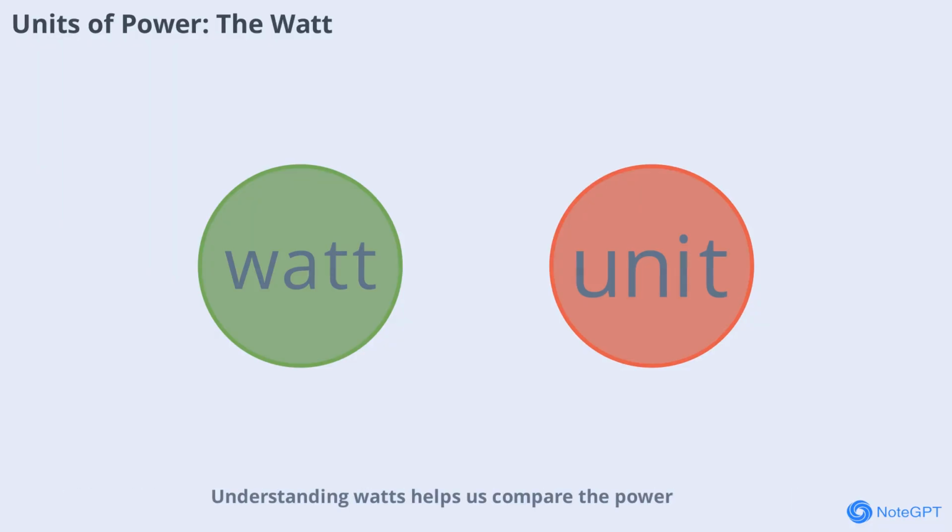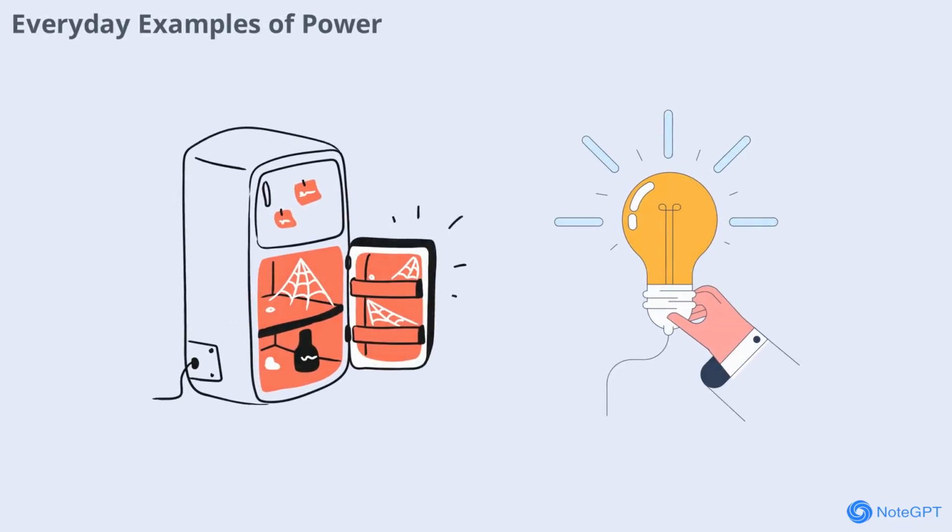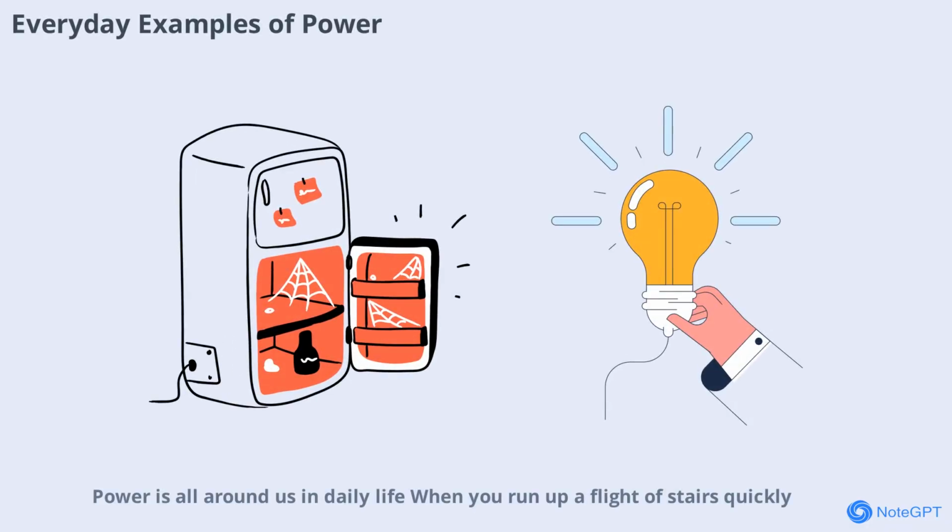Understanding watts helps us compare the power of everything from light bulbs to car engines, making it a practical and widely used measurement. Power is all around us in daily life. When you run up a flight of stairs quickly, you use more power than if you walk slowly, even though the work done is the same. Appliances like microwaves and hairdryers are rated by their power in watts, showing how fast they can do work. These examples make the concept of power easy to spot in our routines.